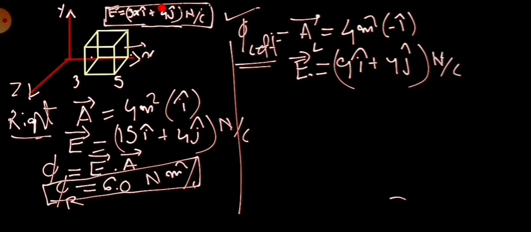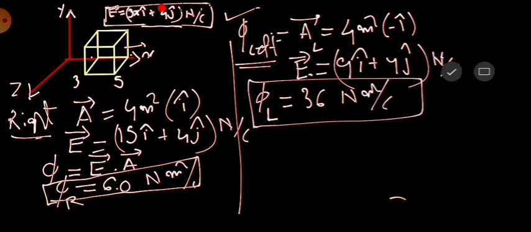So we can take the dot product of this, and the flux through the left face will be equal to minus 36, and the other quantity i cap dot j cap will be 0, in Newton meter square per coulomb. So we got the right surface and the left surface. Now the back surface. The direction will be k cap.